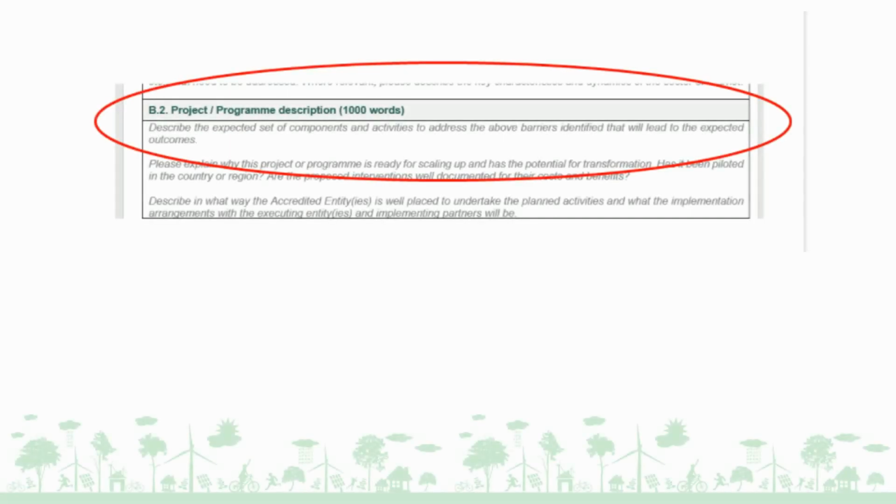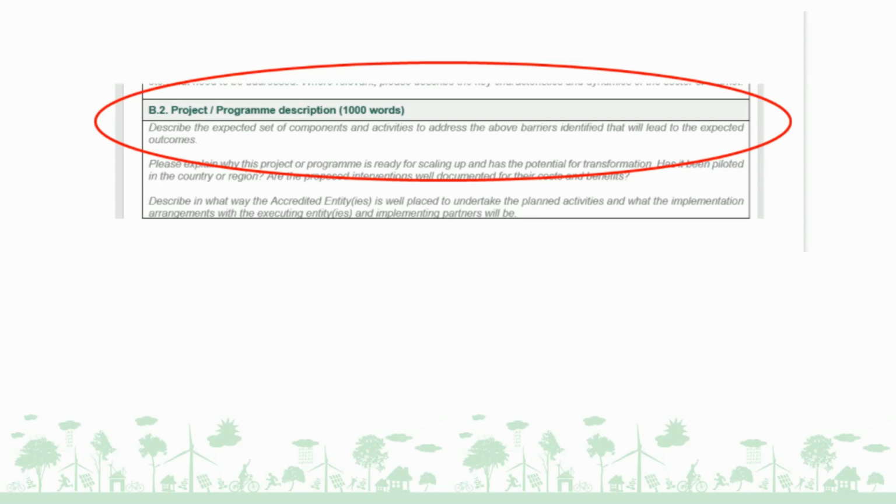Now on this slide, you can see that the concept note template requires you to describe the expected set of components and activities to address the above barriers identified that will lead to the expected outcomes. That's what the question says. And that means that they want you to describe the steps that you will take to address the barriers that you outlined in your barriers analysis that came from your problem tree.